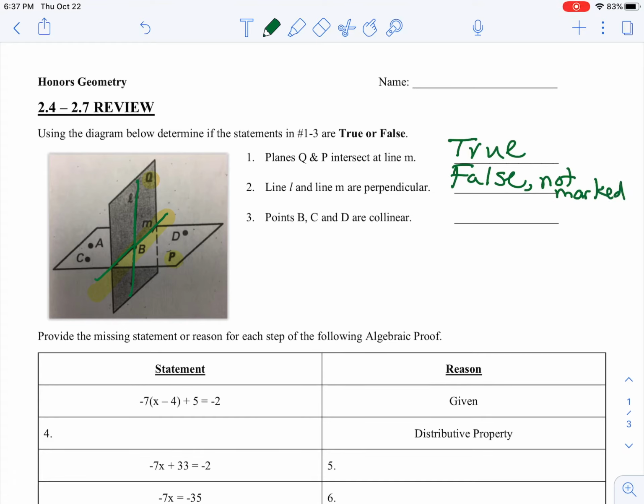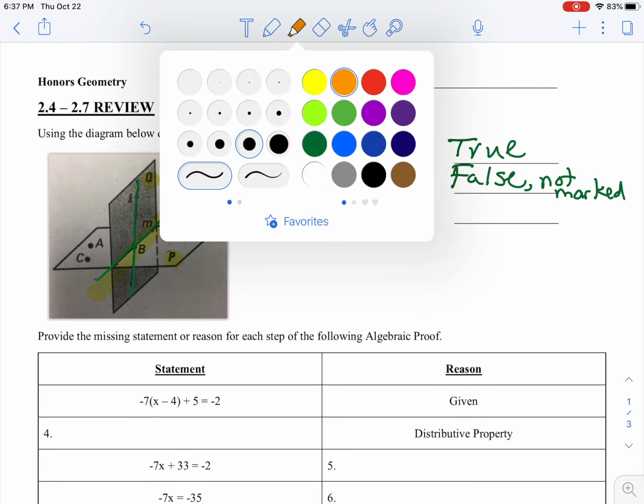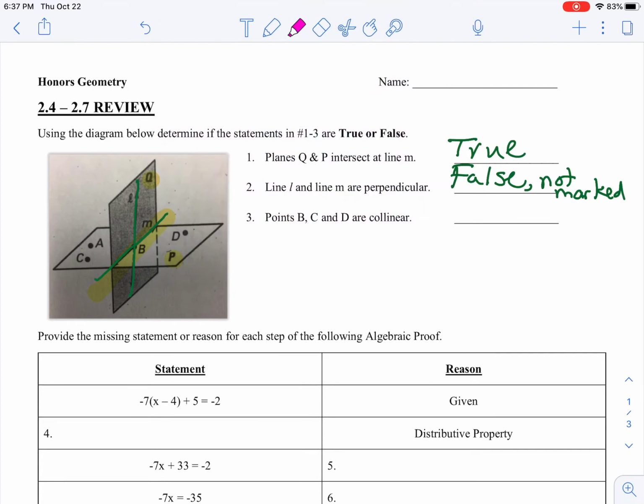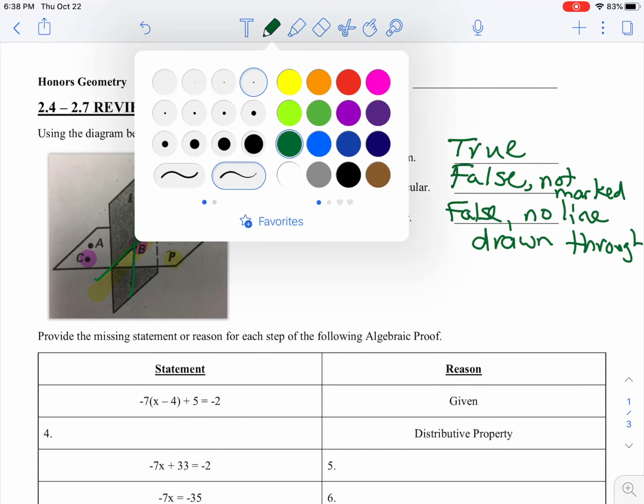And then the final question here, points B, C, and D are collinear. Now it may look like they form a straight line, but there is no line drawn through them, so we have to say false. We don't know for a fact that they are collinear if one line isn't drawn through them. So there's no line drawn through. All right, let's move on to the next question.